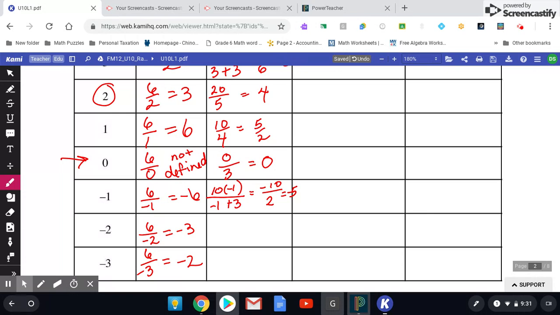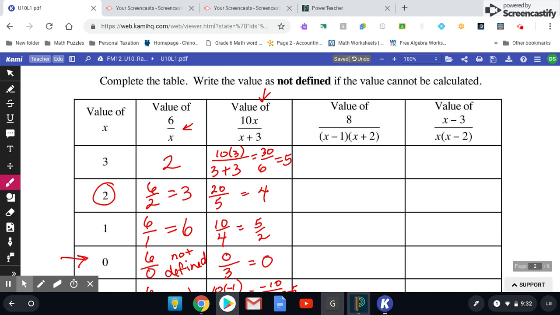All right, we can try this last one. If we put a negative 2 in for x, we get negative 20 over 1, which is negative 20. There's been no issues until this last column. If you put 10 and you times it by the x value, which is negative 3, and then you substitute the negative 3 into the bottom where the x is, all of a sudden you get negative 30 over 0, and this is not defined. So I hope you're starting to see that different expressions have different values of x that make them undefined.